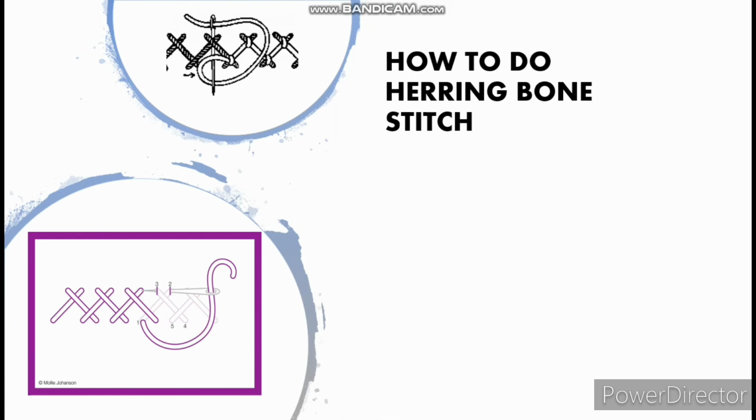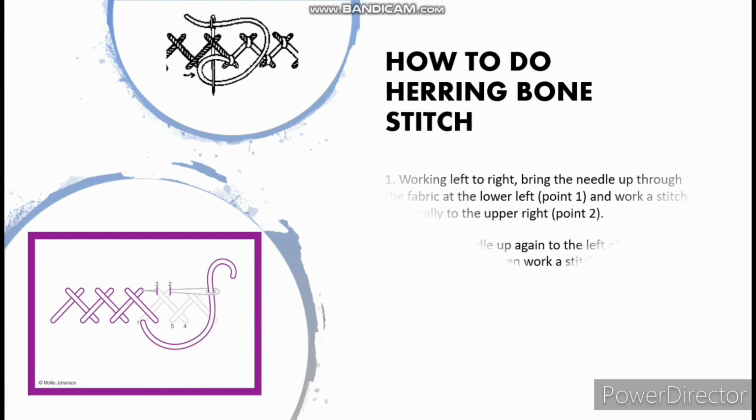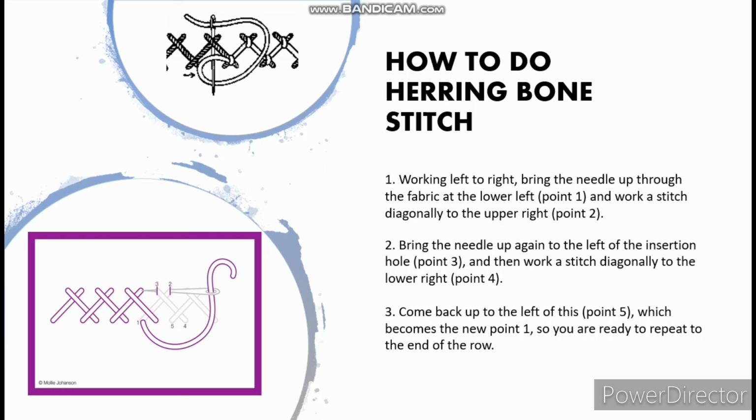How to do herringbone stitch? You have to work left to right. Bring the needle up through the fabric at the lower left. That is point 1. You can see it there from the diagram. And make a stitch diagonally to the upper right. That is point 2.